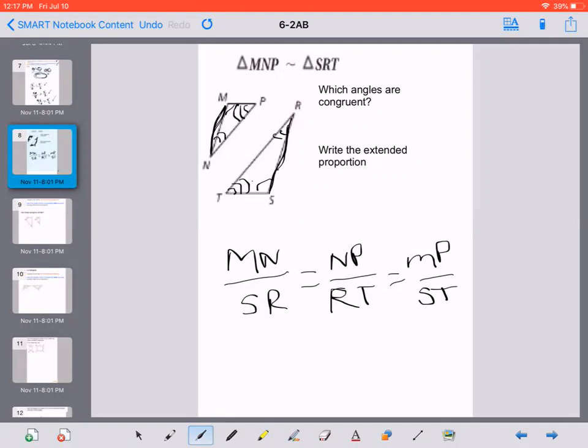Another way you could do it is look up at the similarity statement. MN has to correspond to SR. And notice that in every single comparison, I'm going from the little one to the big one. And so in every single ratio, I have to go little to big, little to big, little to big in order for the extended proportion to be correct.